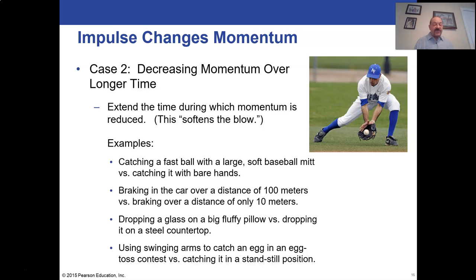The last example, using swinging arms to catch an egg in an egg toss contest. A lot of you have probably done this. You've been at a carnival or a fair or something, and there's a contest, and somebody throws an egg at you. No, the people that just catch it like this end up with splattered egg on them. The people that catch it with their arms swinging, they take a lot longer to slow that egg down. And as a result, the force on the egg is a lot lower. They've increased T, they've decreased F. And as a result, the force is low enough that the egg is not destroyed in the process.